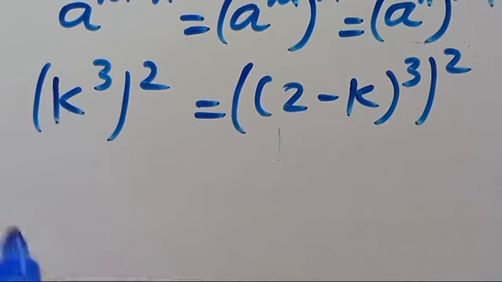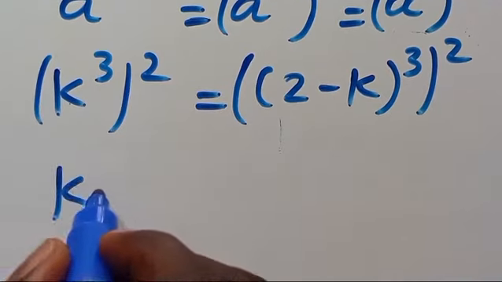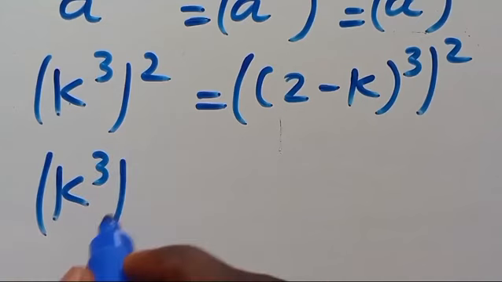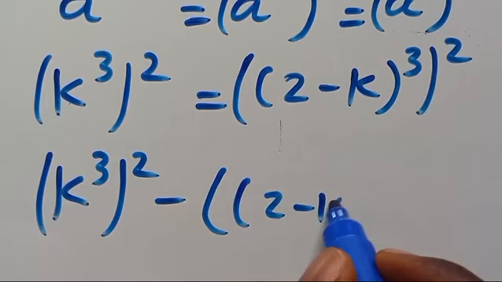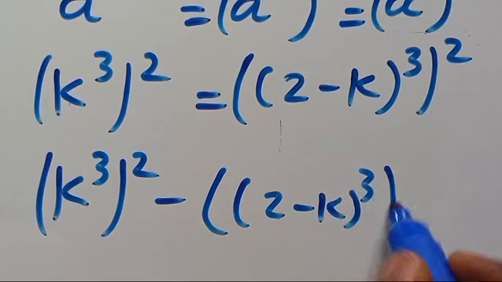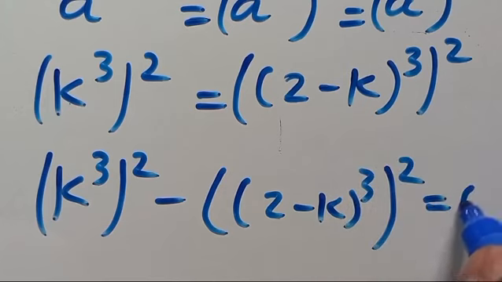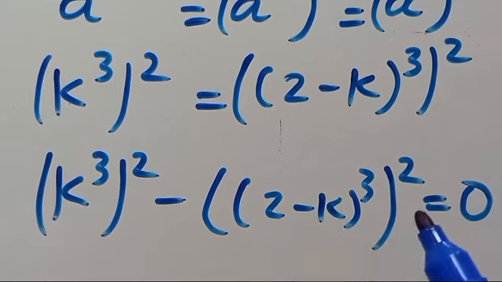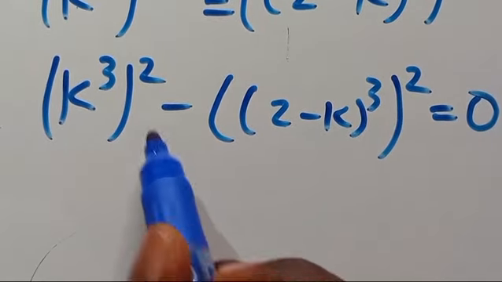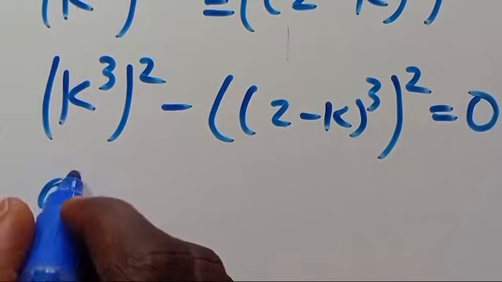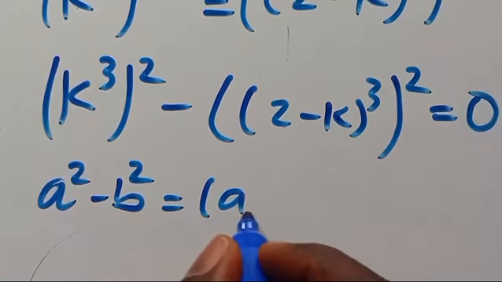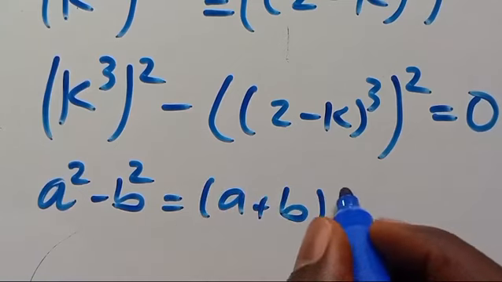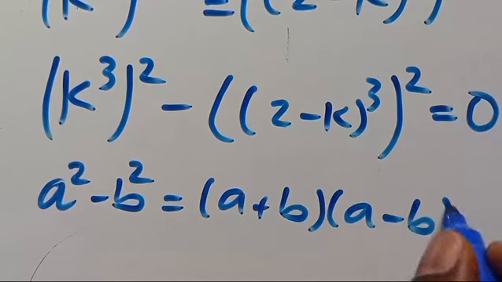Then let's take this one here. So we are going to have (k to the power of 3) to the power of 2, minus ((2 minus k) to the power of 3) to the power of 2, equals 0. Now, merely looking at this expression, we can see that we have 2 here, we have 2 here. By applying the difference of two squares, because of this negative, when we have a square minus b square equals a plus b multiplied by a minus b.